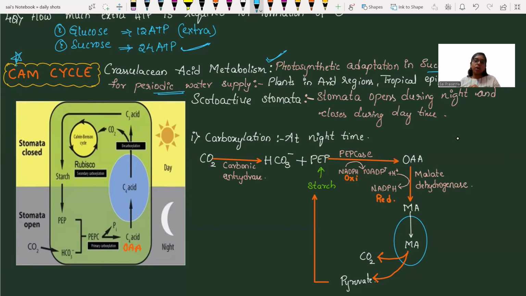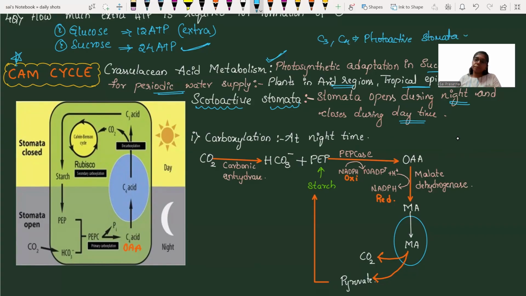These are plants belonging to arid regions and tropical epiphytes like orchids. And in these plants, you will have scotoactive stomata. What are scotoactive stomata? Stomata that open during the night time and close during the daytime are called scotoactive stomata. In C3 and C4 plants, you have photoactive stomata. Okay. Yes, fine.